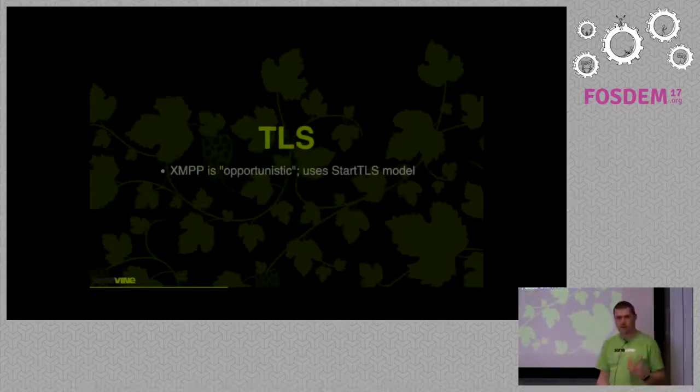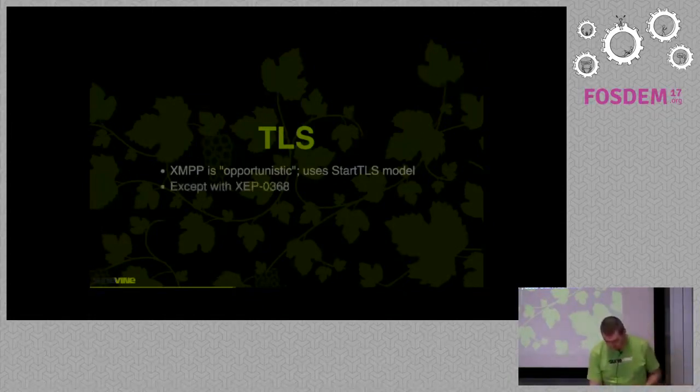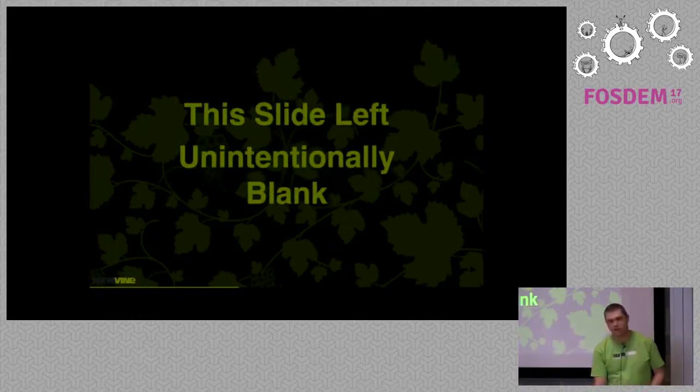TLS with XMPP is opportunistic. We use the STARTTLS model, which was sort of pioneered by ACAP, as I'm sure you're all familiar with ACAP. I like to slip ACAP into every talk. Except that we've actually developed a quite recent spec, XEP-0368, where it acts more like HTTPS, where it operates on a separate port. So there are, again, a lot of variations. Sorry, I did these last night when I was drunk.